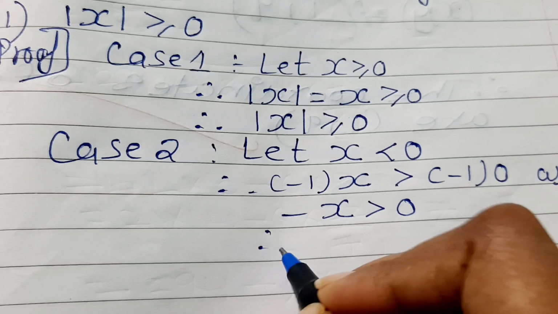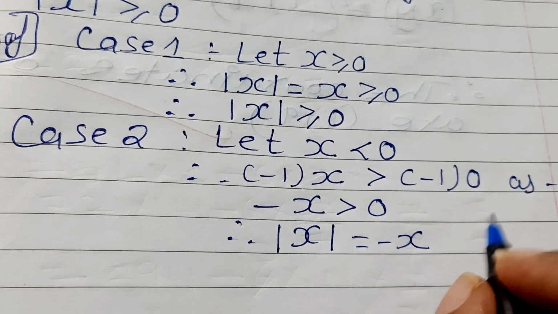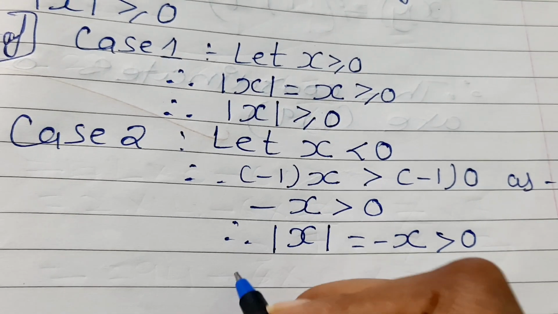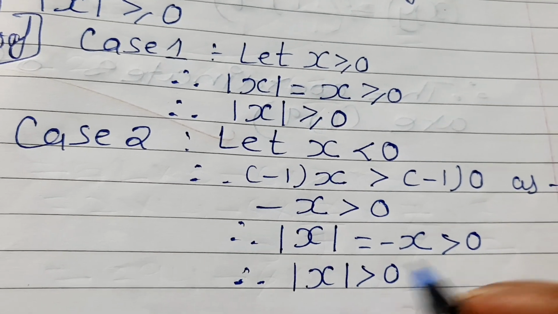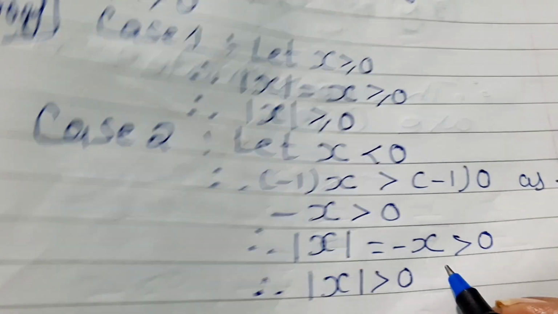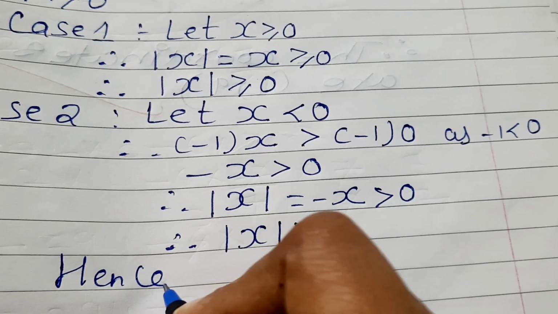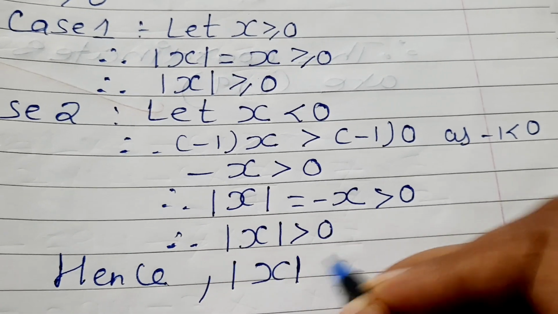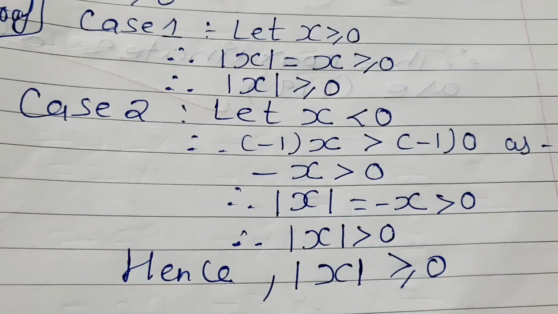Therefore modulus of x is equal to minus x, which is greater than 0. Therefore modulus of x will be greater than 0. If minus x is greater than 0, obviously modulus of x will be greater than 0. Hence modulus of x will be greater than or equal to 0. I hope you have understood this.